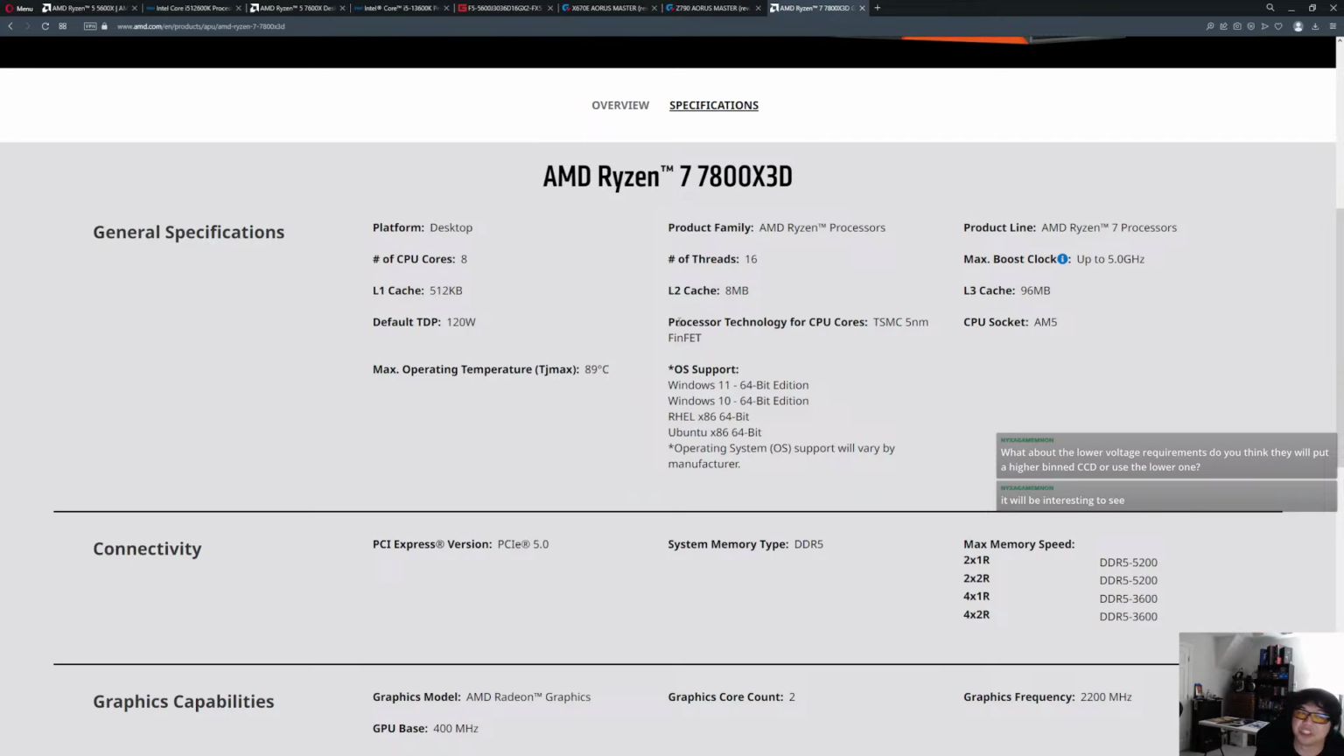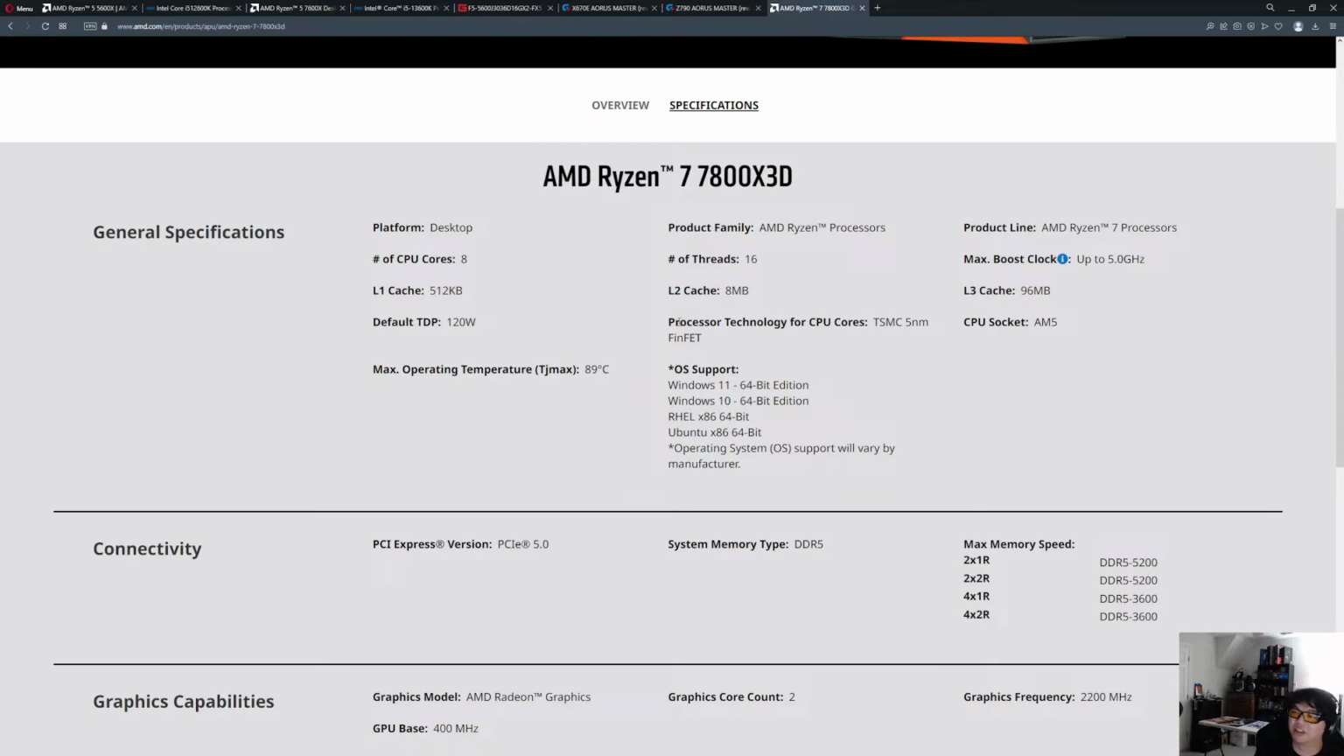It will be interesting to see, but I'm pretty sure, if you remember with the dual CCD 7950X, the CCDs already are kind of binned. One of them typically has your better cores than the other one. So it's the same approach. They'll just throw the V-cache on the lesser CCD.